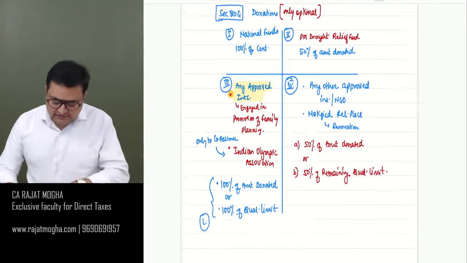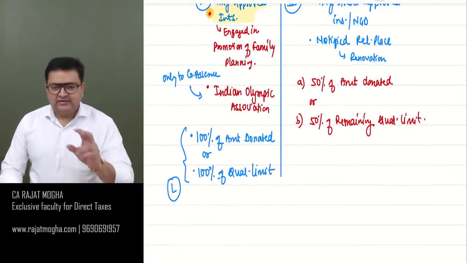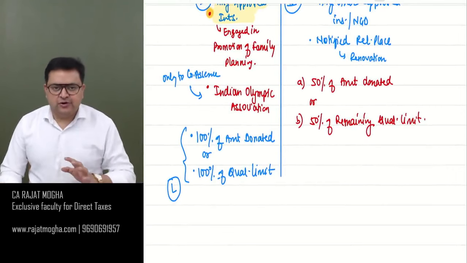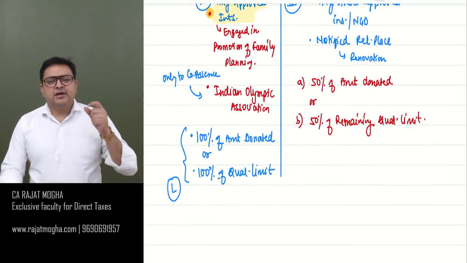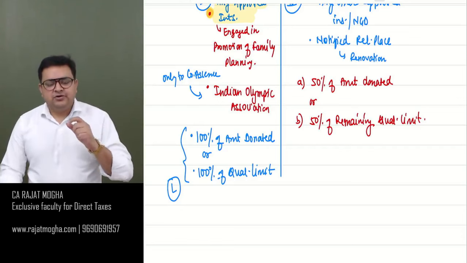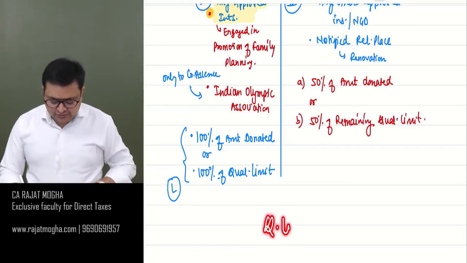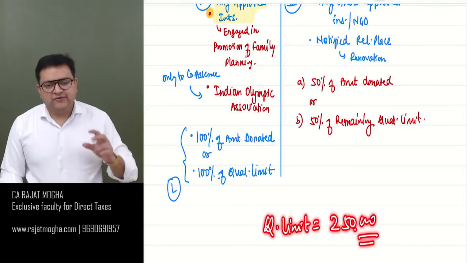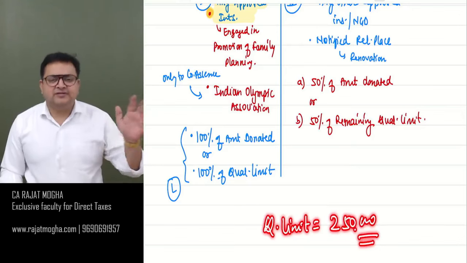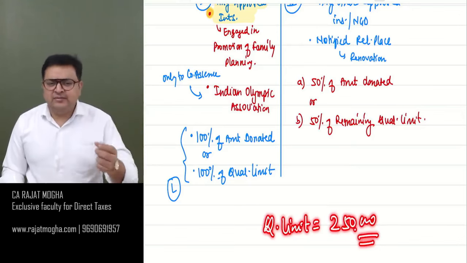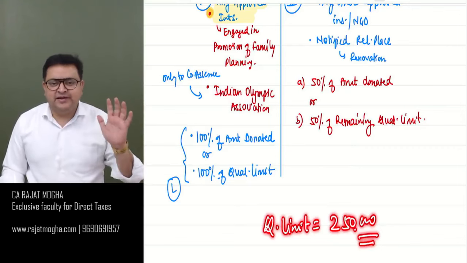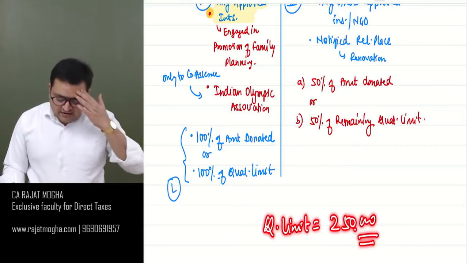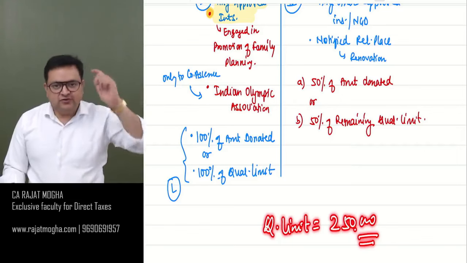Guys, let's say, for example, don't write it. I'll tell you how you will get your qualifying limit. That is not a problem. Let's say, for example, your qualifying limit comes to 2,50,000 rupees. What is the qualifying limit? It's just a one minute job. I'll tell you. Don't worry about it. So let's say the qualifying limit comes to 2,50,000 rupees.